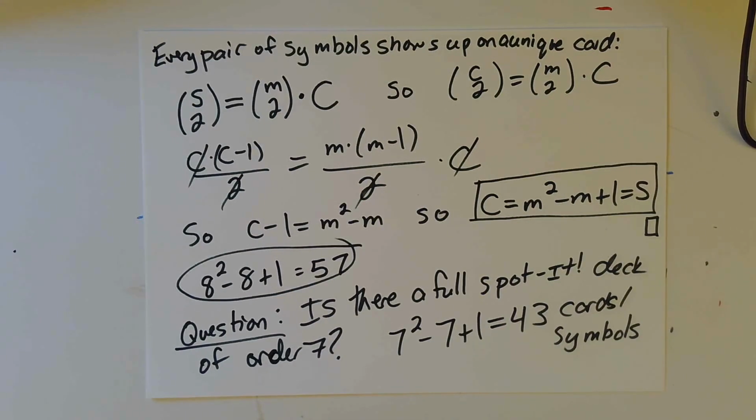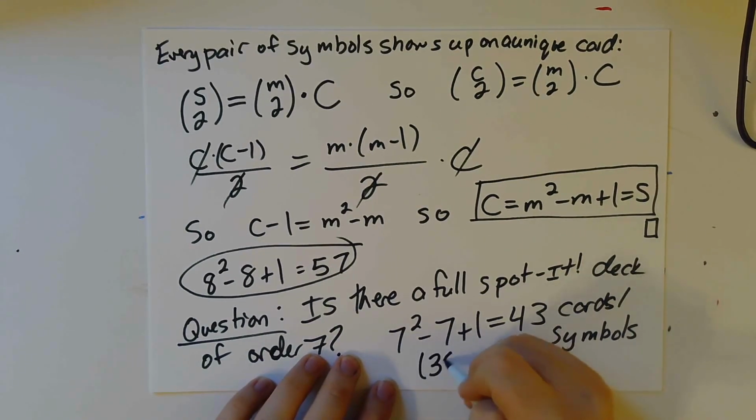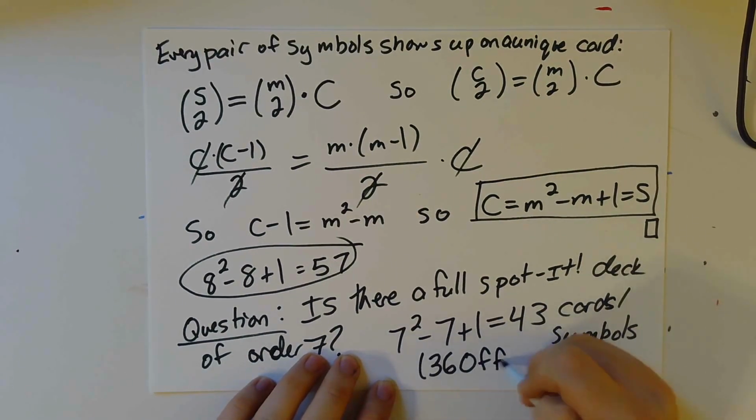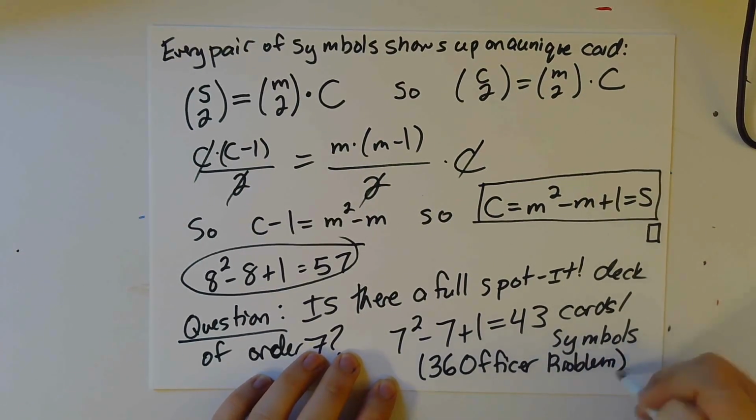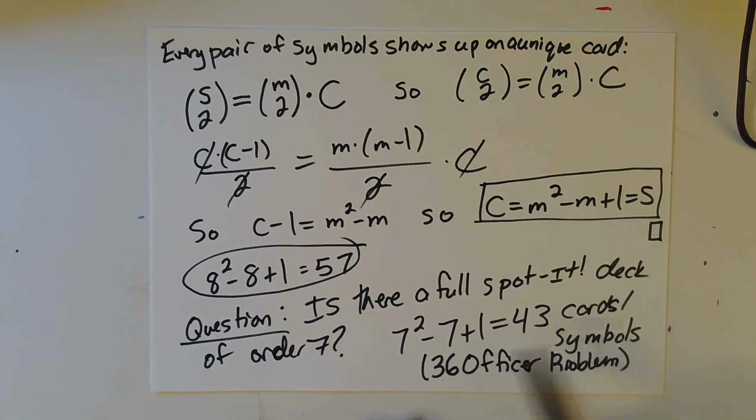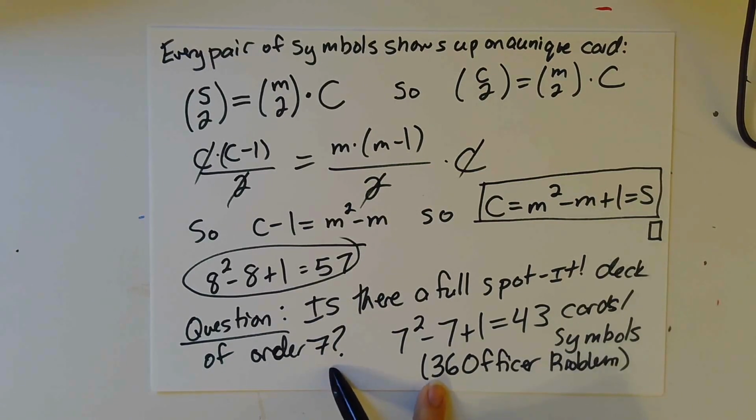Now, as it happens, this turns out to be a question, like all questions, that is equivalent to a question that was posed by Euler. Namely, Euler posed something called the 36 officer problem. So if you're interested, you can look up the 36 officer problem and you'll find lots of fun exposition about it. It might take a bit for you to convince yourself that this is really the same question about whether or not there's a spotted deck of order 7. But it turns out that it is, in a way that you can understand if you're so inclined.